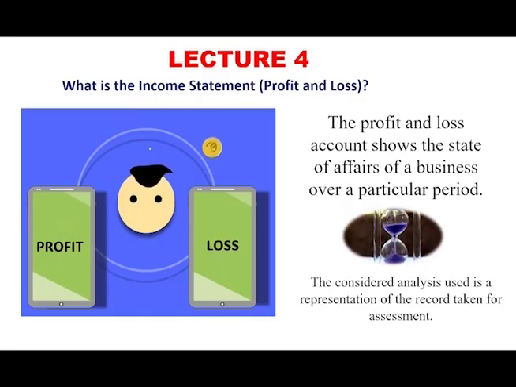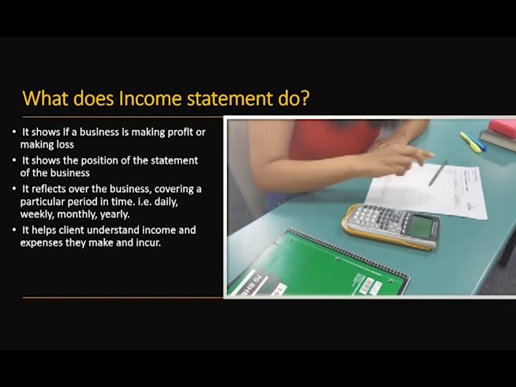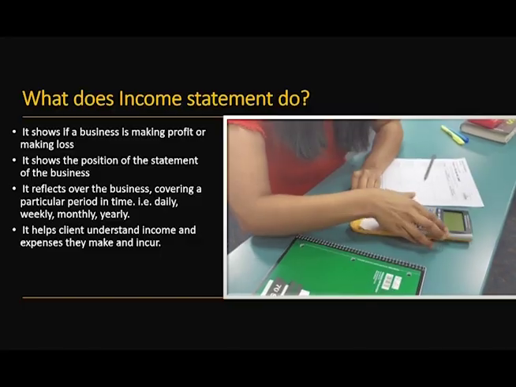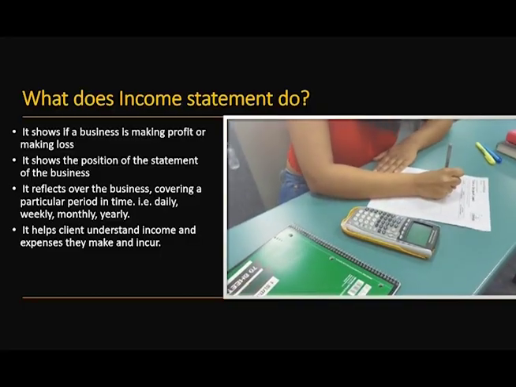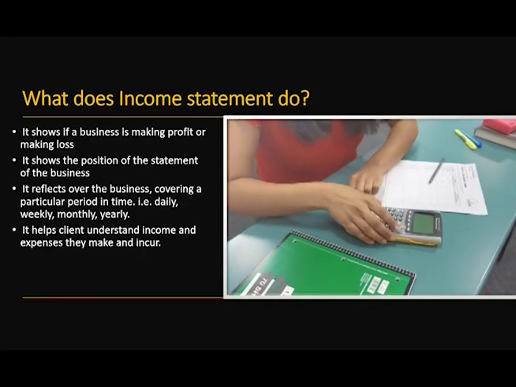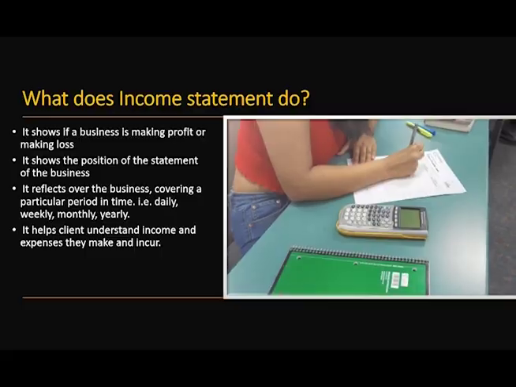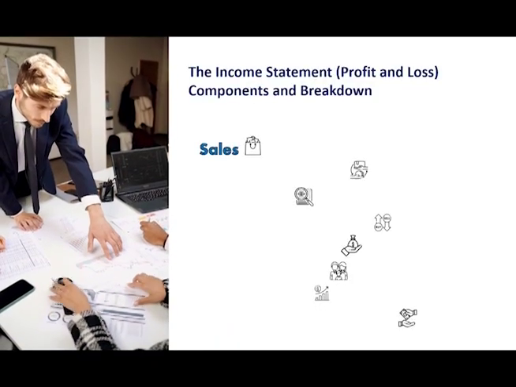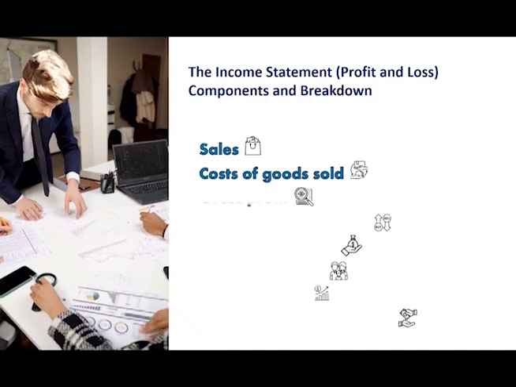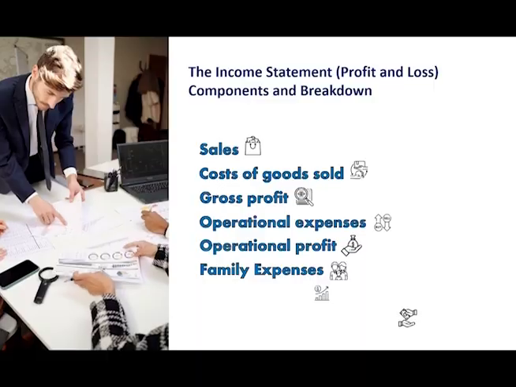What does an income statement do? It shows if a business is making a profit or a loss. It shows the position of the business. It reflects on the business, covering a particular period in time, i.e., daily, weekly, monthly, yearly. It helps clients understand the income and expenses they make and incur. The profit and loss components and breakdown include, but are not limited to, sales, cost of goods sold, gross profit, operational expenses, operational profit, family expenses, other incomes, and monthly disposable funds.